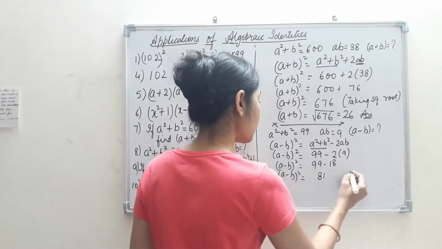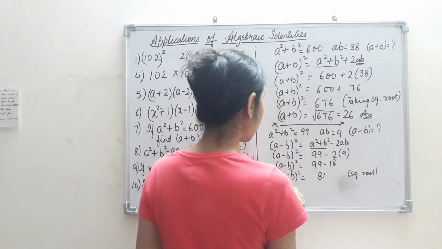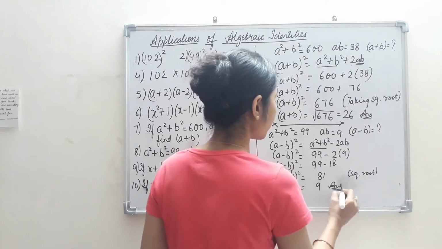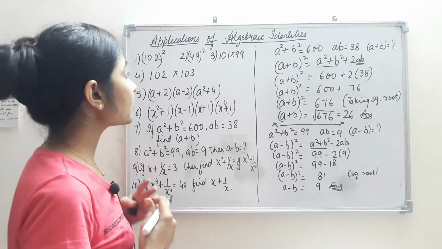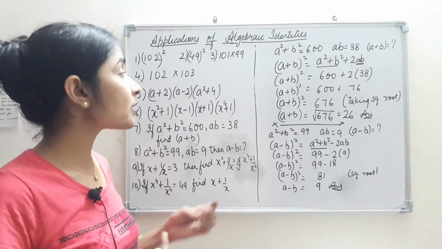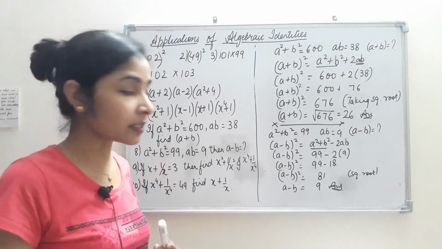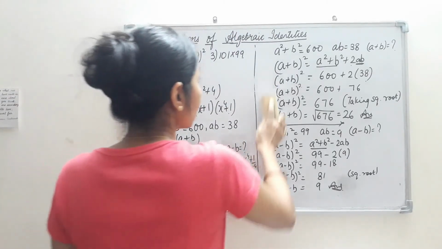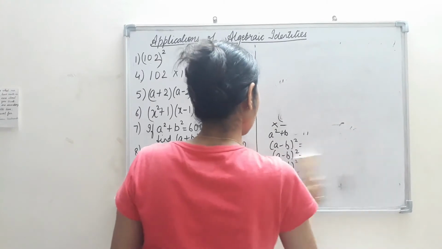So again taking the square root on both sides, what do we get? A minus b is equal to 9. The square root of 81 is 9. Okay, so like this we can find out the unknown values by just identifying which identity is being used here, to which identity all the terms belong. Now let us see some more examples.